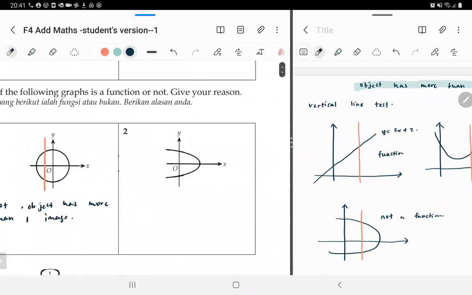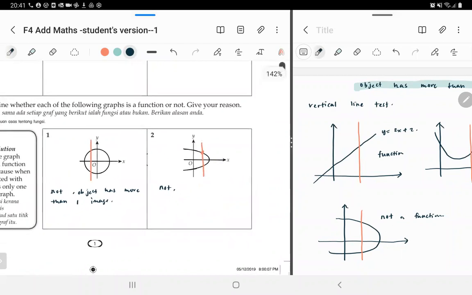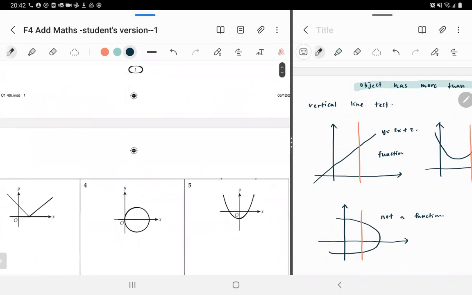Okay, so this one also the same thing. You draw the vertical line test, you have 2 intersection points here. So this is not a function also because the object has more than one image. So besides writing numbers and doing calculations in Form 4, Form 5 maths, sometimes it will ask you to give reasons also. So you need to justify your answer. So certain sentences like this one, standard ones, you better memorize them. Easier for you to answer the questions. The reason is always the same.